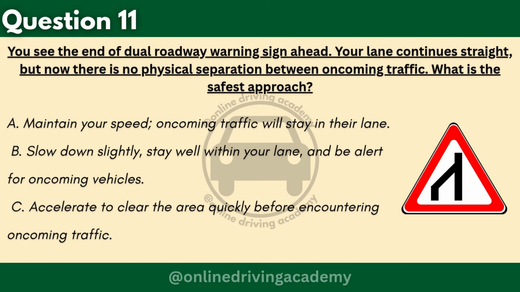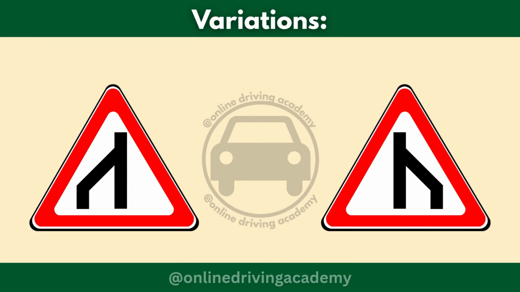Question 11. You see the end of the dual roadway warning sign ahead. Your lane continues straight, but now there is no physical separation between the oncoming traffic. What is the safest approach? Is it option A, maintain your speed, oncoming traffic will stay in their lane? Is it option B, slow down slightly, stay well within your lane and be alert for oncoming vehicles? Or is it option C, accelerate to clear the area quickly before encountering oncoming traffic? The correct answer would be option B, and again there are going to be two different variations for the sign.